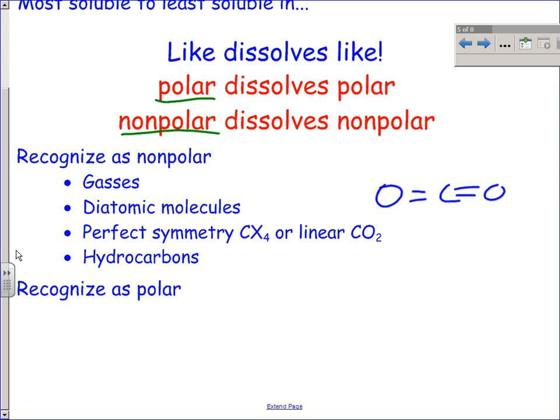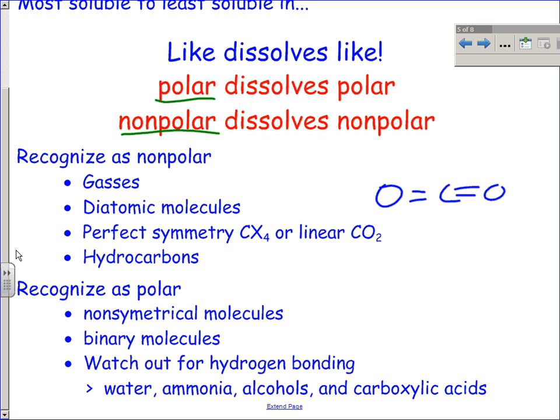And then finally, remember hydrocarbons, always nonpolar. Whenever you see hydrocarbon, first thing that should pop in your mind is nonpolar. Now, as far as the polar things, look for your non-symmetrical molecules. Some of those will jump out at you, some of them won't. You may have to draw it. Look for binary molecules, and a binary molecule means two things, and they're not the same thing. With this simple binary two atom situation here, unless they're the exact same thing, or carbon and hydrogen, they're probably going to be polar because the electronegativity difference is going to be great enough.